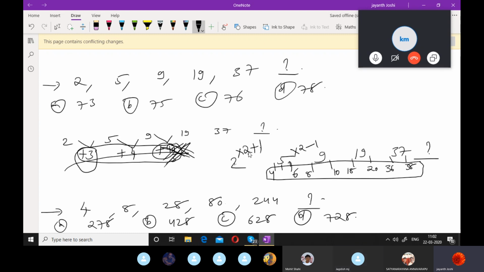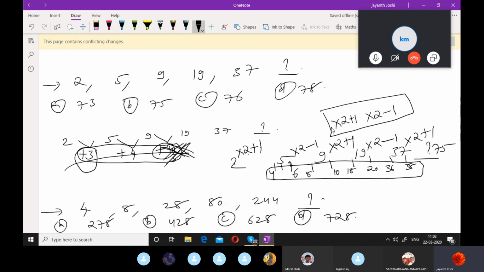So 2 2s are 4. 4 plus 1, 5. 5 2s are 10. 10 minus 1, 9. 9 2s are 18. 18 plus 1, 19. 19 2s are 38. 38 minus 1, 37. 37 2s are 74. 74 plus 1, 75. So what is the logic here? Into 2 plus 1, into 2 minus 1.